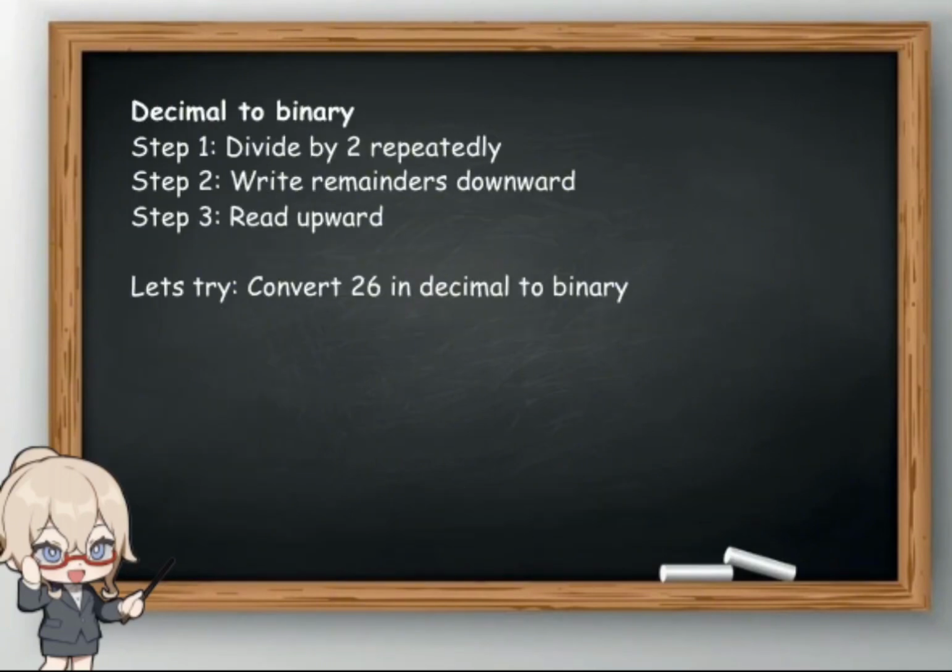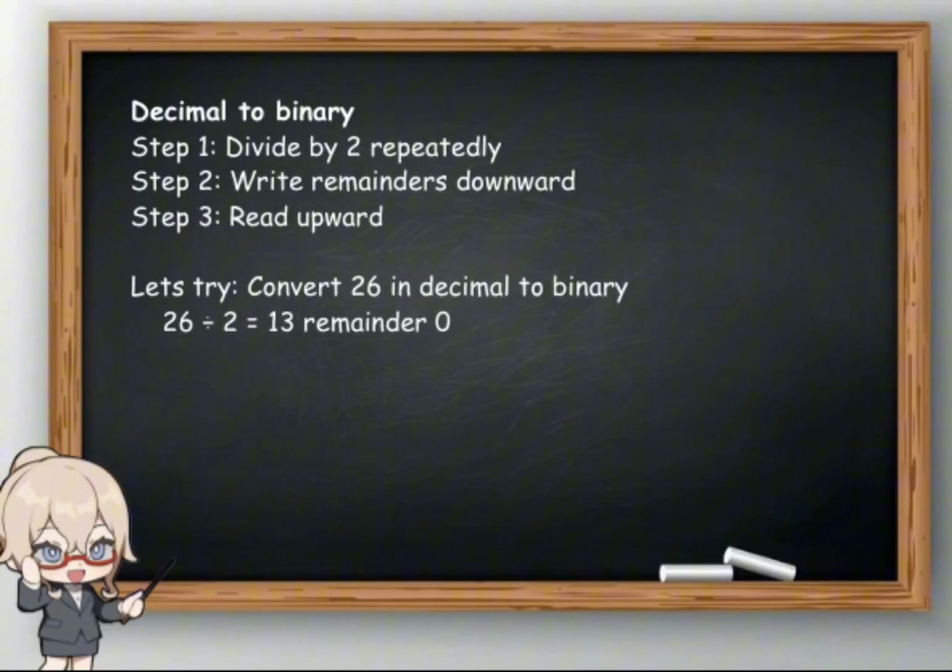The steps are: Step 1, divide by 2 repeatedly. Step 2, write the remainders downward. And Step 3, read the remainders upward. So, let's try converting 26 in decimal to binary. So first, we will divide the number by 2 and each time we write down the quotient and remainder. The remainder will form our binary digits.